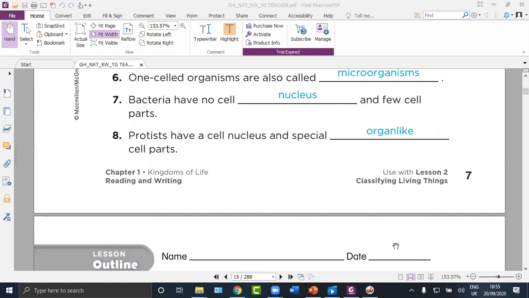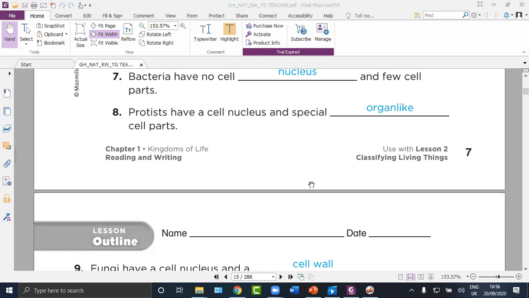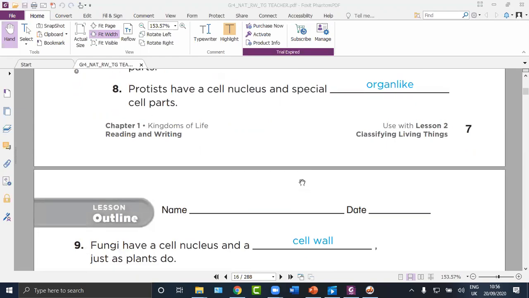What's the answer? You have to read it before. I told you, you have to do the homework. Fungi have a cell nucleus and a cell wall. Cell wall, yes.